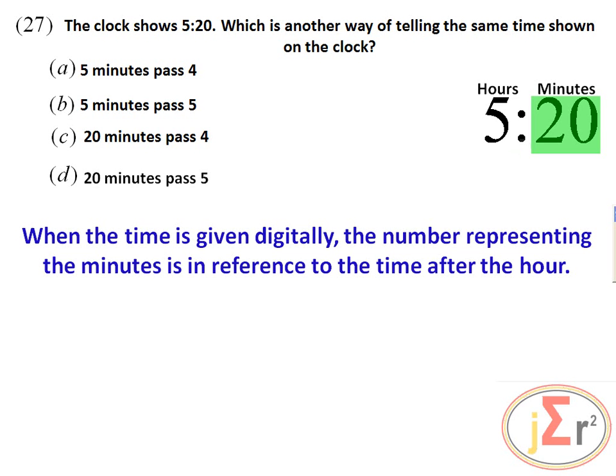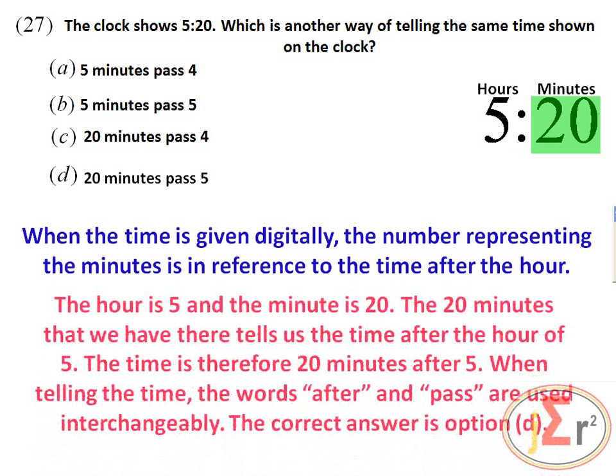Let us see why it has to be 20 minutes past 5. The hour is 5 and the minute is 20. The 20 minutes that we have there tell us the time after the hour of 5. The time is therefore 20 minutes after 5. When telling the time, the words after and past are used interchangeably. That means if we say 20 minutes after 5, it is exactly the same time as saying 20 minutes past 5.